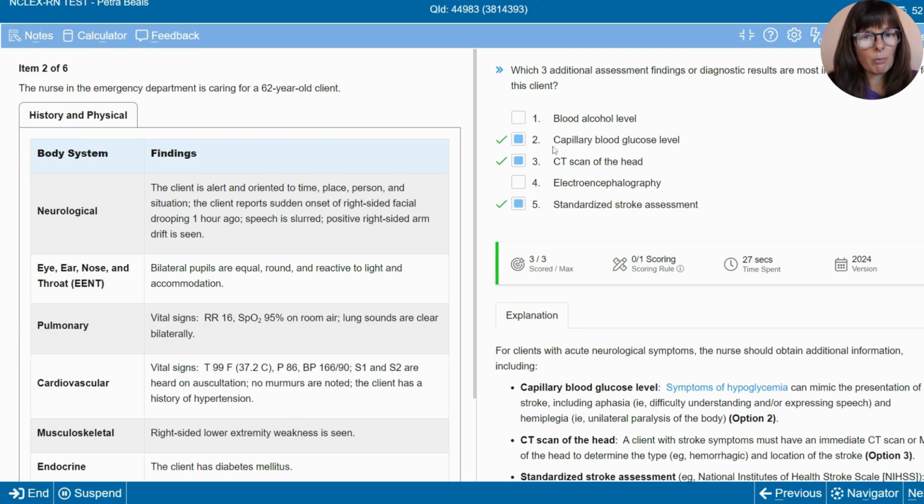But it's always important to analyze a capillary blood glucose level, because hypoglycemia can mimic signs and symptoms of a stroke. Most certainly, if we suspect that the patient is having a stroke, we need a CT scan of the head stat right away to see if there's any bleeding or if we're dealing with an ischemic stroke. And then number 5 here is a standardized stroke assessment. This is a more detailed stroke test that typically requires specialized training to be able to do.